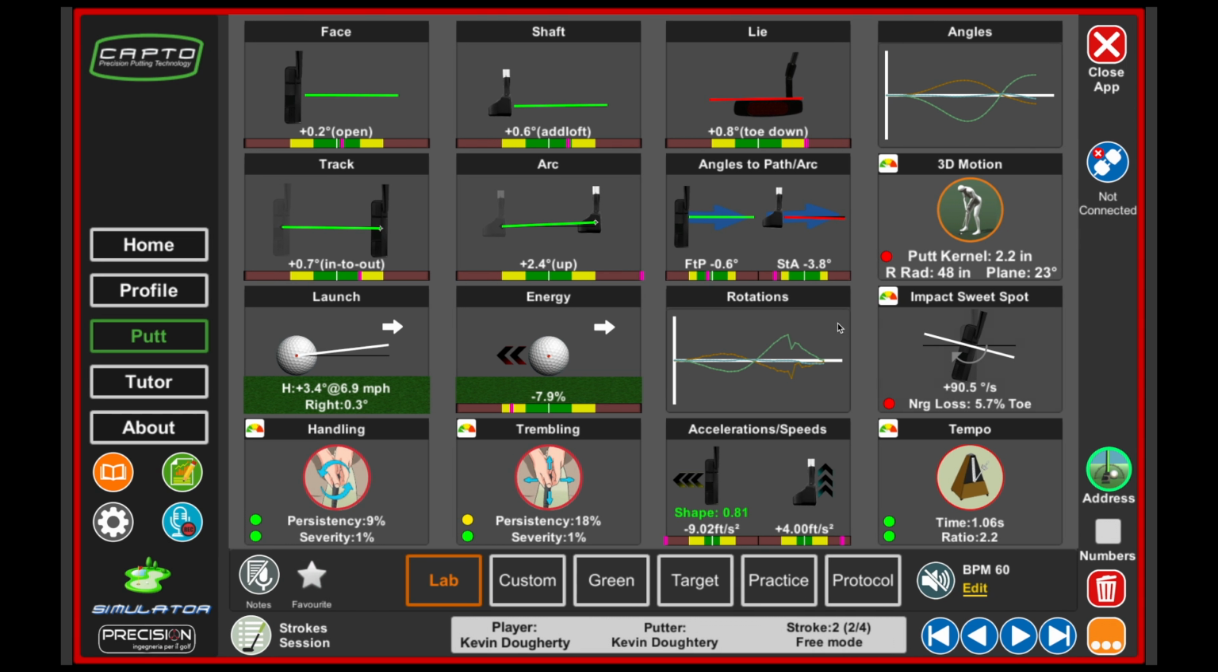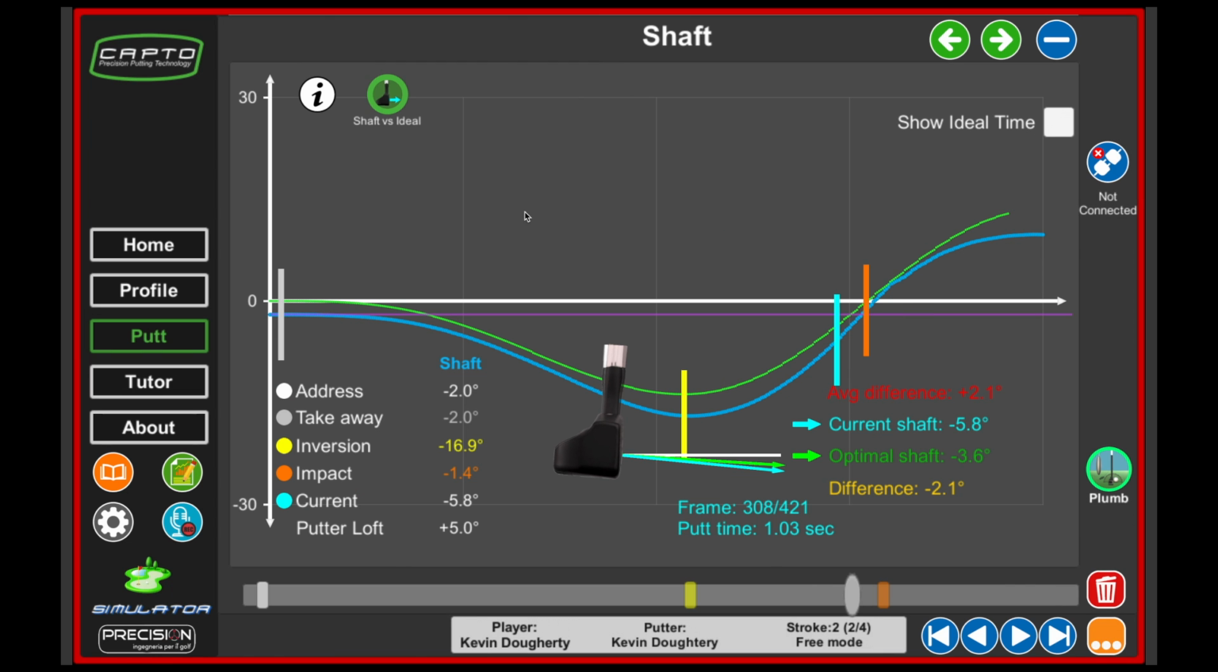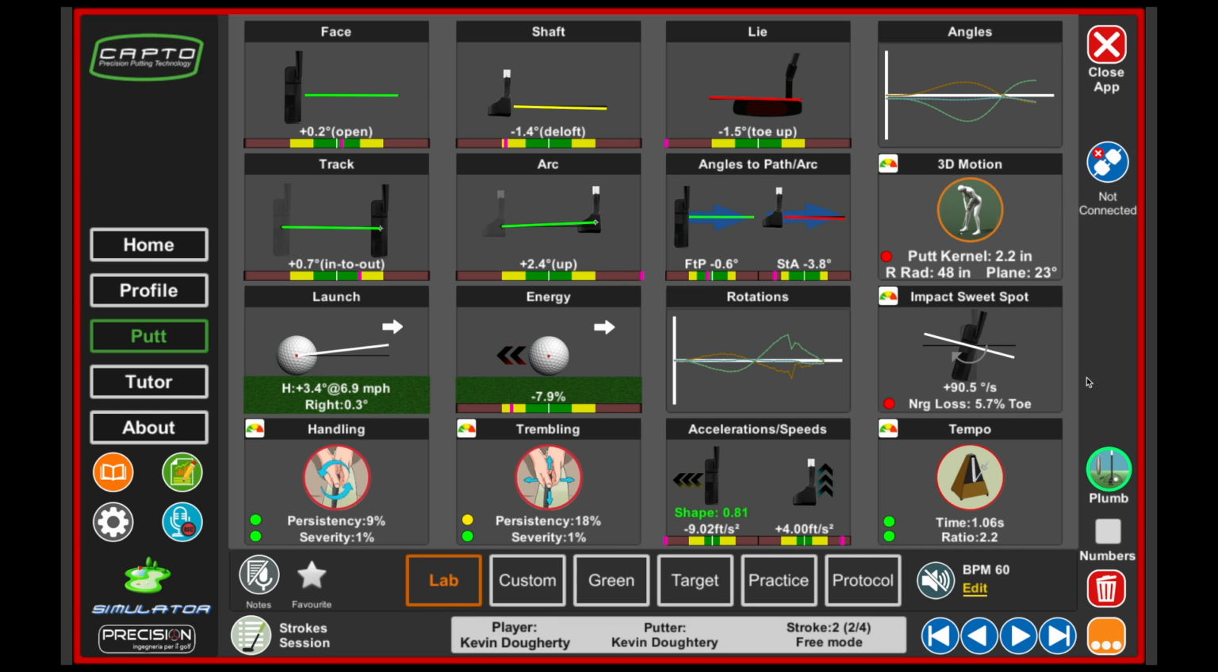So if we go back to our screen here, the difference between address and Plumb is showing you where the player actually started relative to that Plumb line. So with this player at address, we know that they started with 2 degrees of shaft lean, and at impact, they had 1.4 degrees of shaft lean, which is why we had that difference of plus 0.6 degrees added loft. So you have to understand the difference between Plumb and address when you're assessing players, because sometimes what we see in the address mode doesn't always tell us what the player actually did.